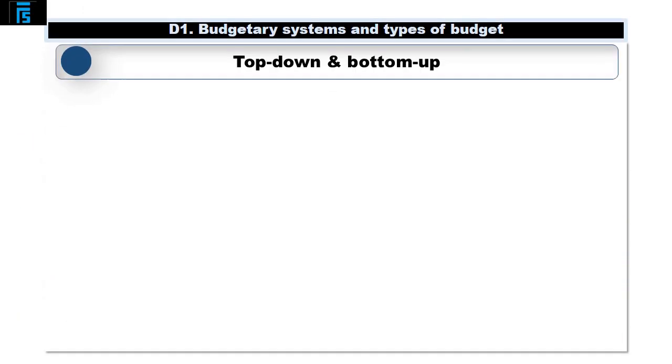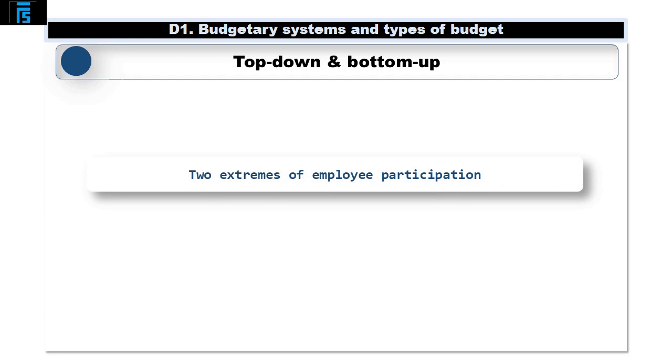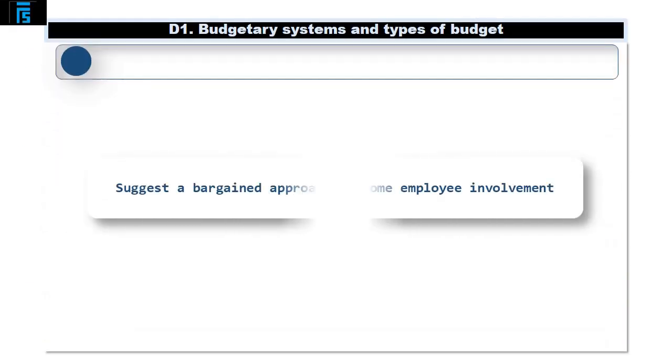The advantages and disadvantages of a top-down budget are often the opposite of the advantages and disadvantages of a bottom-up budget. In trying to decide whether the budgetary process should be top-down, or imposed, or bottom-up, participative, perhaps a bargained approach might be considered, in which there is some employee involvement.